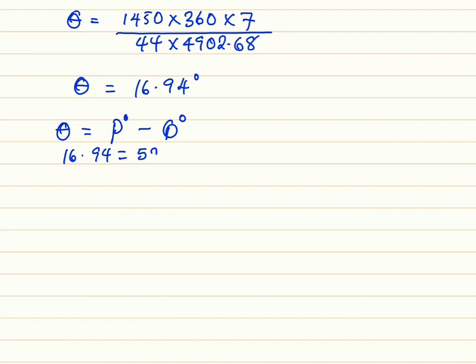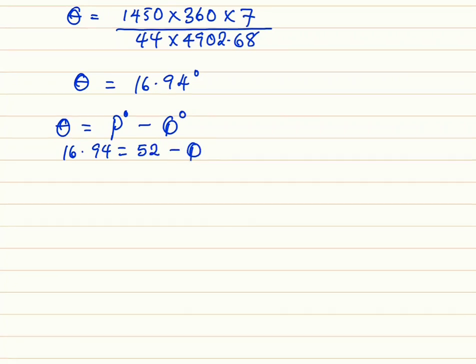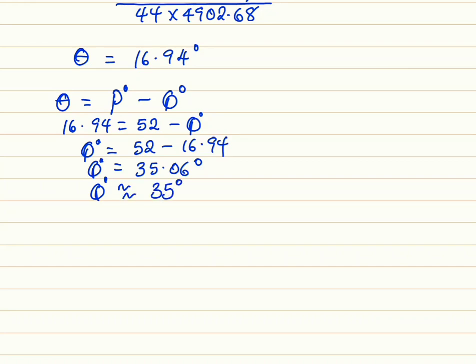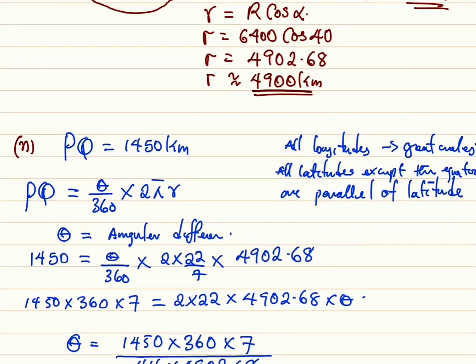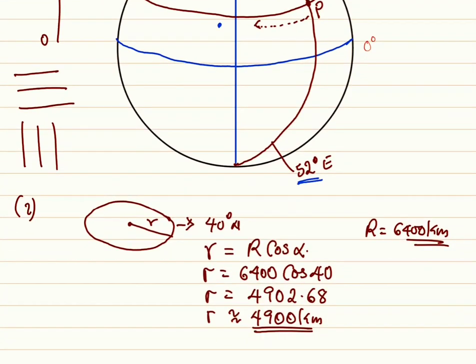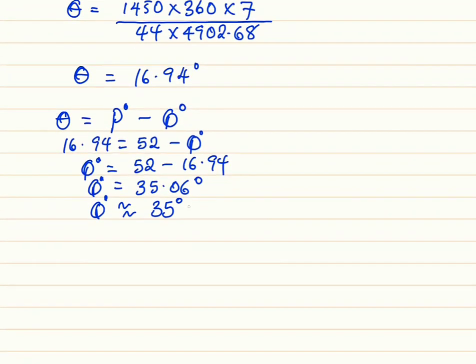So therefore, 16.94 is equal to 52 degrees minus Q. And we have Q degrees equal to 52 minus 16.94, which is 35.06 degrees, approximately 35 degrees. But of course, like I told you, they must be in the same direction, so it has not yet crossed to this point. So we'll still maintain east. It is very important that you write the direction. So it is east. This is our answer.